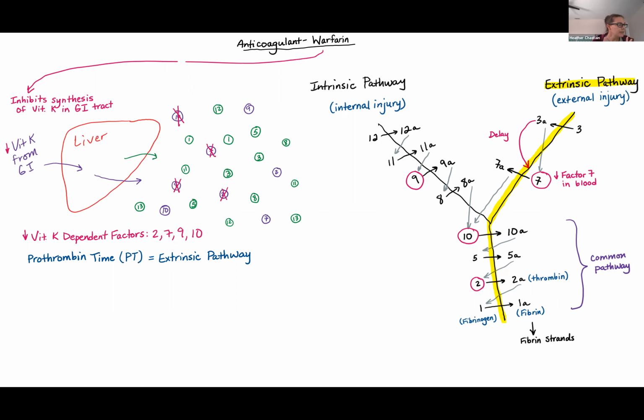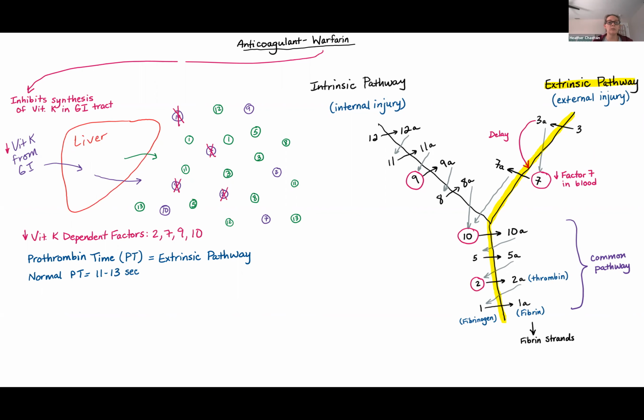Okay. So a normal PT is 11 to 13 seconds. The minute factor 3 gets activated, the time starts. It only takes 11 to 13 seconds to reach thrombin and start forming that clot. So that's super quick.